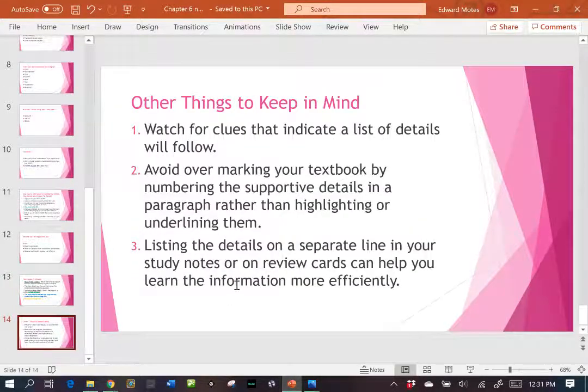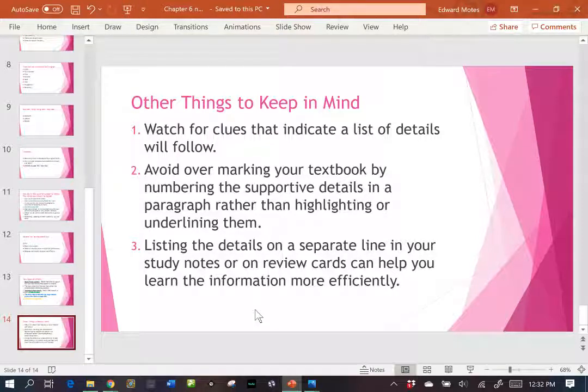All right, then finally, other things to know for this chapter. Number 1, watch for clues that indicate a list of details will follow. Remember our writing patterns, we had list and sequence. Number 2, you want to avoid overmarking your textbook by numbering the supportive details in a paragraph rather than highlighting or underlining them. So remember, you don't want to highlight or underline the entire paragraph, but you can make a review card, you can make a little list in the margin to help you understand what those supporting details are.